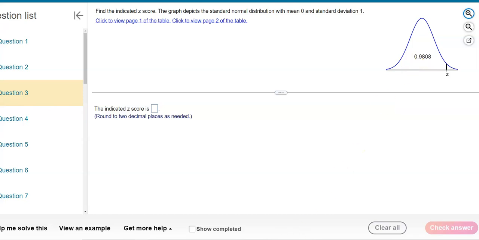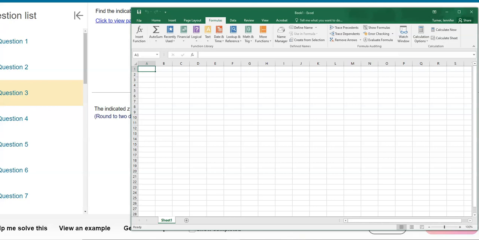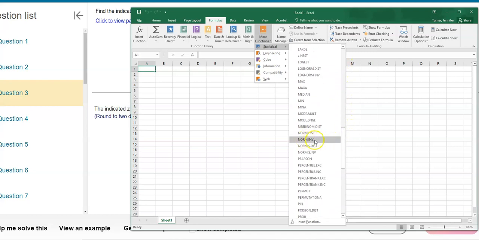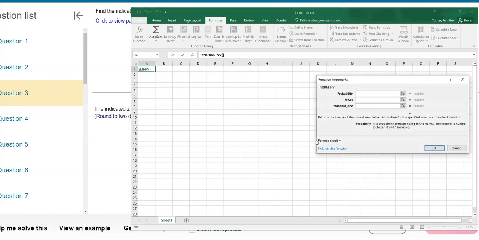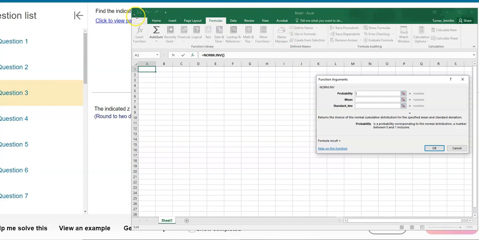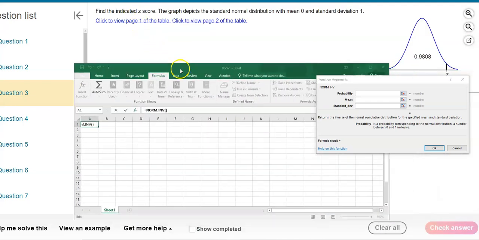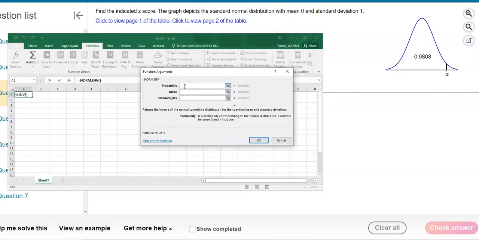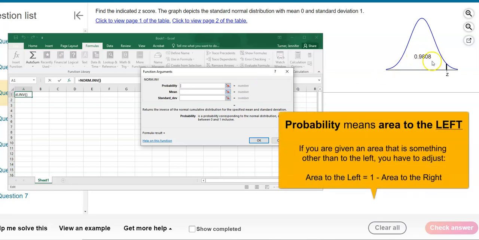If you open Excel, we're going to go ahead and use a function by going to Formulas, More Functions, Statistical, and we're going to go all the way down to the N section until we find norm.inv, N-O-R-M.I-N-V. So when this comes up, let's make this a little smaller so we can see our whole picture. So the first thing it's asking for is a probability. The probability means the area under the curve to the left of the value that you want.